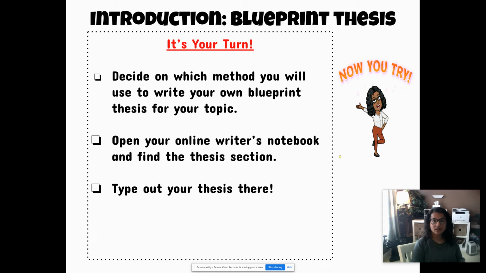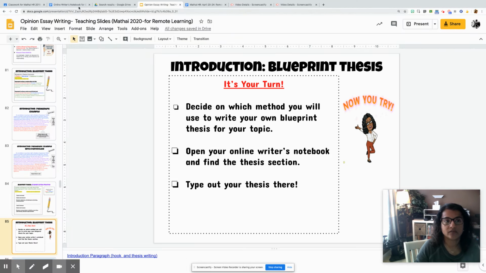Okay. All right. So now it's your turn. I want you to decide on which method you're going to use to write your own blueprint thesis for your topic. Are you going to do the one without the numbers, just write it with a conjunction, or are you going to do the one with the colon method and it's numbered? Or some of you who are taking on a writing challenge, you might be introducing a counterclaim and then doing it that way. So decide on that. Then I want you to open your online writer's notebook and find the thesis section and then type it out there so I can give you some feedback.